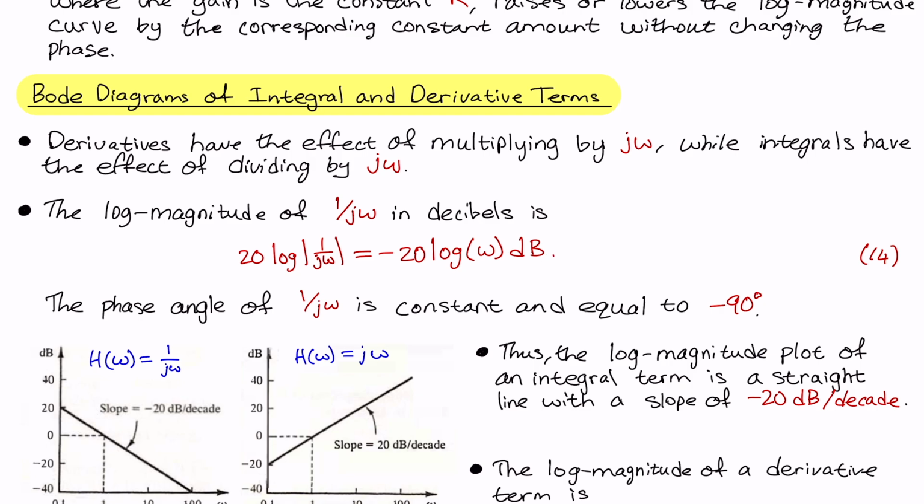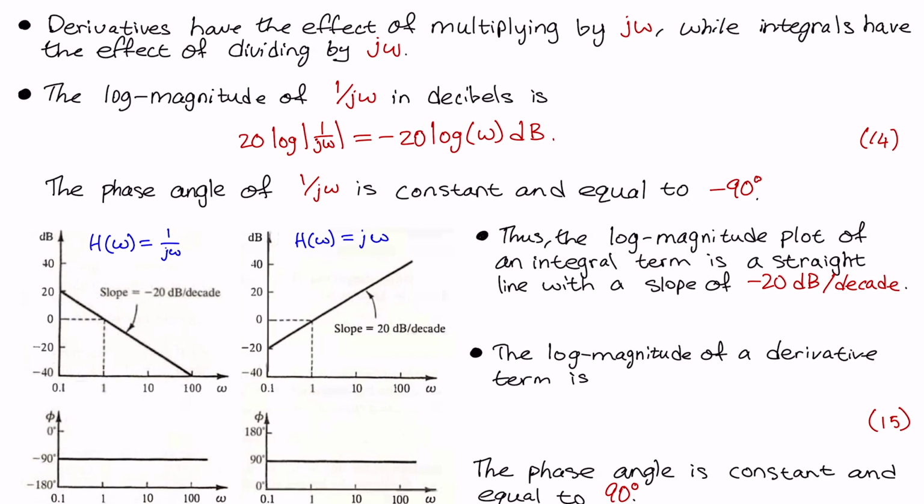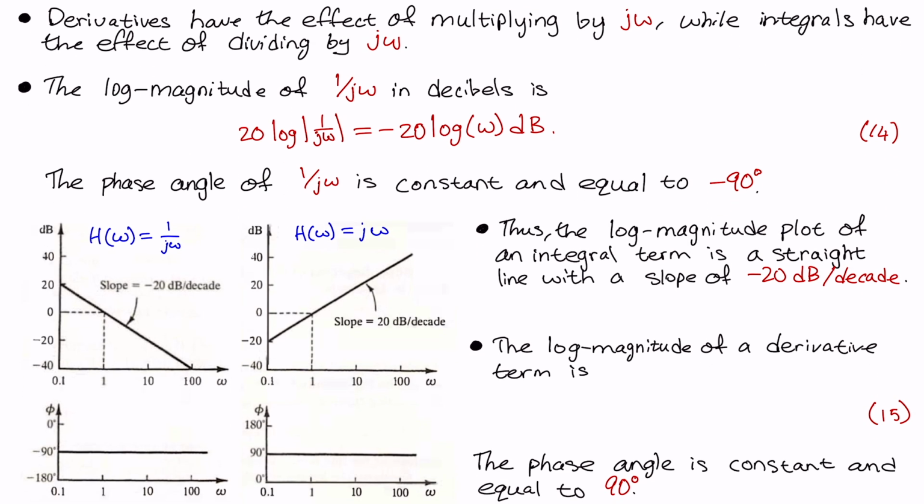And then the phase angle for one of these integral terms is constant, and it's going to be equal to minus 90 degrees. So what we find is that the log magnitude plot of an integral term is just a straight line with a slope of minus 20 dB per decade, which is what we can see to the bottom left here. That is the Bode diagram for an integral term, which is just 1 over j omega.